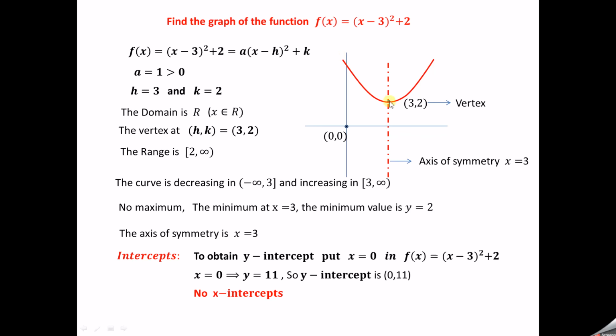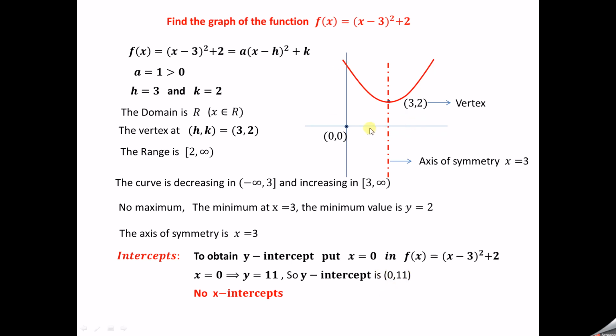And to find the y-intercept, you have to put x is 0 here. The y-intercept is on the y-axis, and on the y-axis the x value is 0. So to find the y-intercept, put x is 0 in this quadratic function. If we put x is 0, (0 minus 3) whole squared is 9, plus 2, and 9 plus 2 is 11. So when x is 0, y is 11. Therefore the y-intercept, where the curve intersects the y-axis, is the point (0, 11).